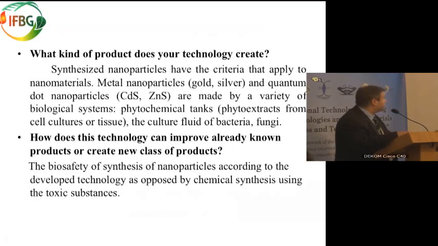How does this technology improve the existing and known products, and create a new class of products? The biosafety of synthesis of nanoparticles according to the developed technology, as opposed to chemical synthesis using more toxic substances.